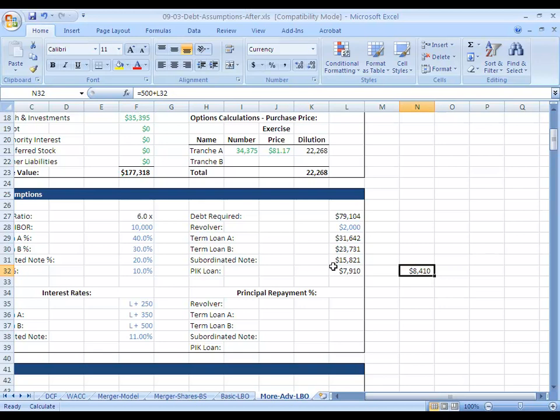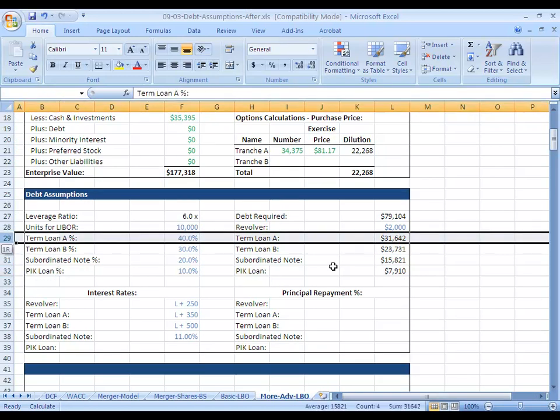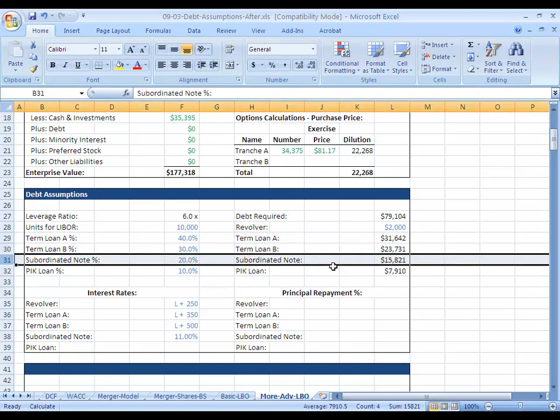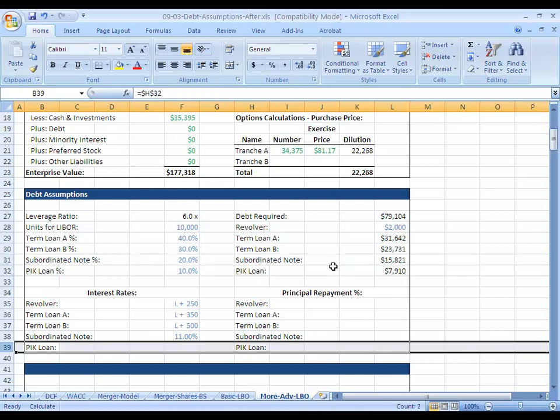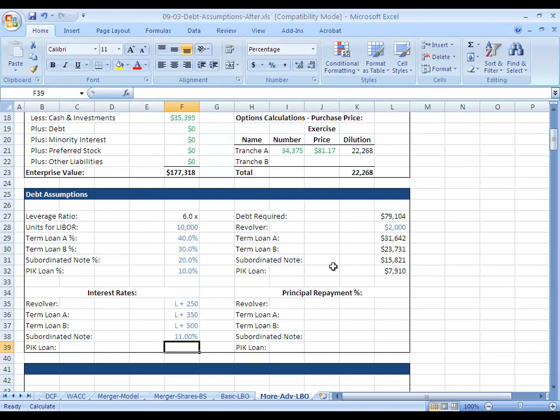Now, as you might have guessed, these are significantly more risky than term loans A, B, for example, and even the subordinated note, because you're getting a ballooning balance here. You're getting a debt balance that could potentially go up to a very high level. So paid-in-kind loans are definitely the riskiest type of debt that we're looking at here. Since they're the riskiest, they also tend to carry the highest interest rates. So I'm going to say 13% here.